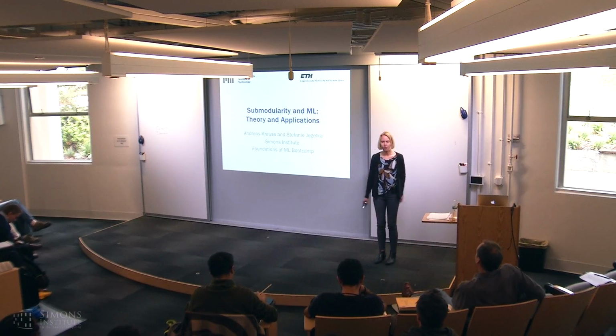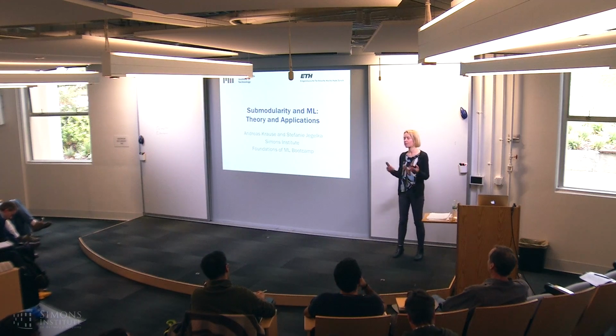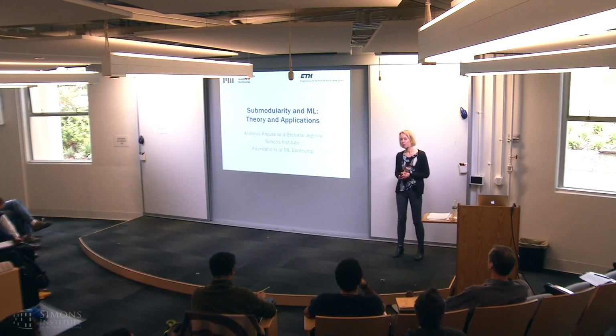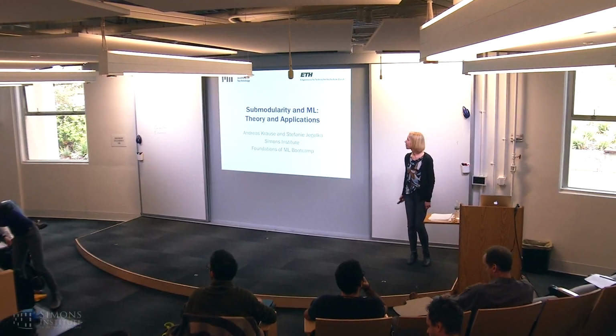Great to be here. So, as Peter said, in the morning we talked about continuous optimization, and now we'll switch gears and talk a little bit about discrete optimization and set functions. And where do they occur in machine learning?